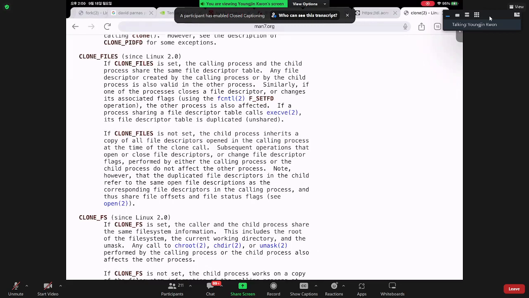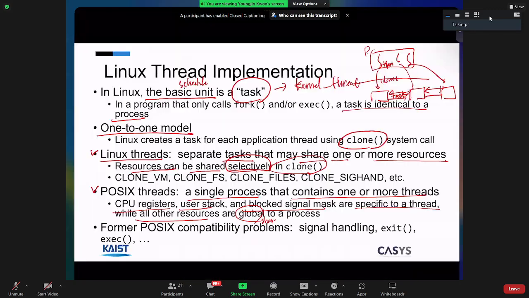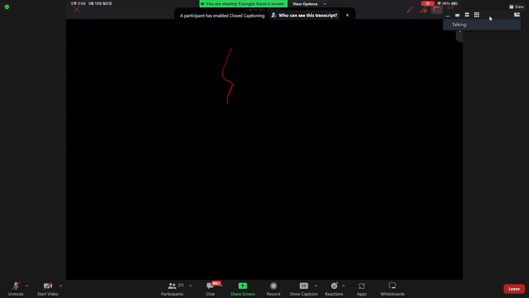For example, fork happens, and later the parent opens a file. Then if CLONE_FILES is set, then this creates a thread.